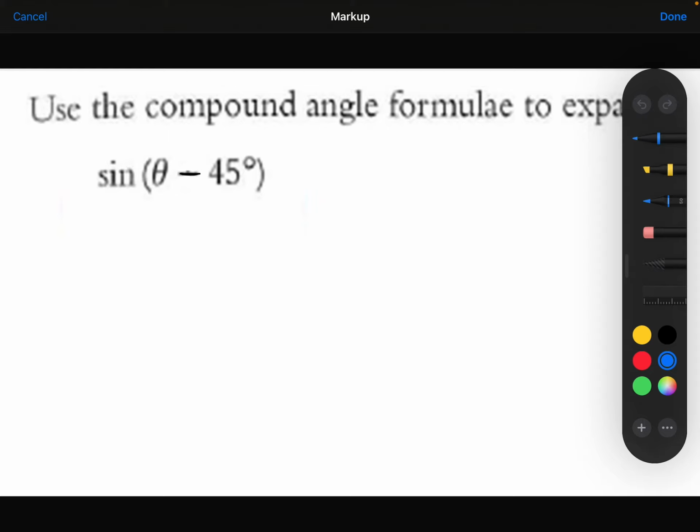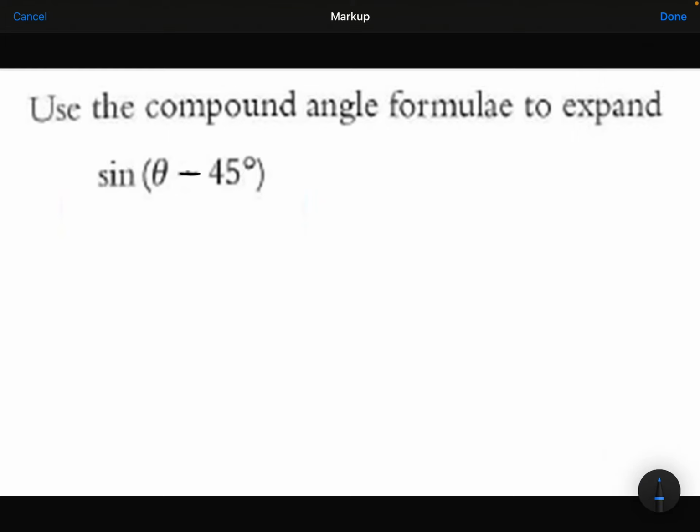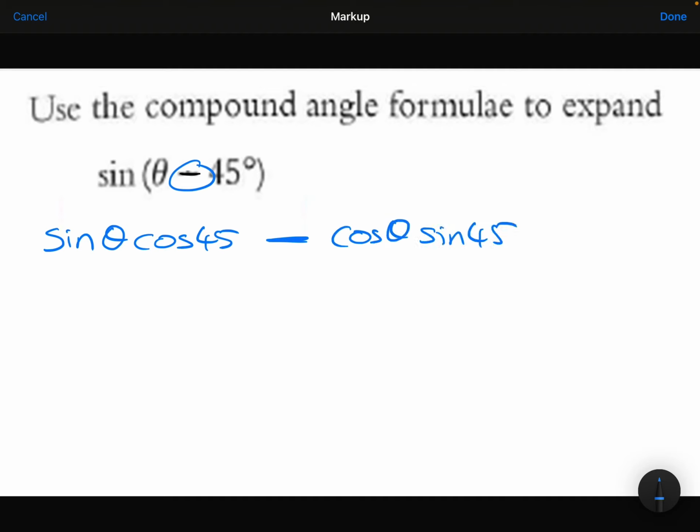So here, I want to use the compound angle formulae, another name for these, to expand this expression. So I can write down, using the formulae, sine theta cos 45. So this is my sine a cos b, minus, because it's a minus in the middle here, cos theta sine 45. This is my cos a sine b.